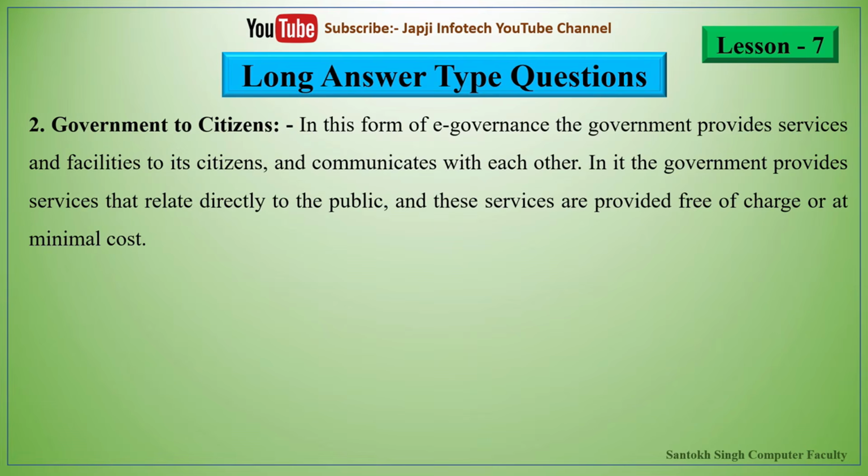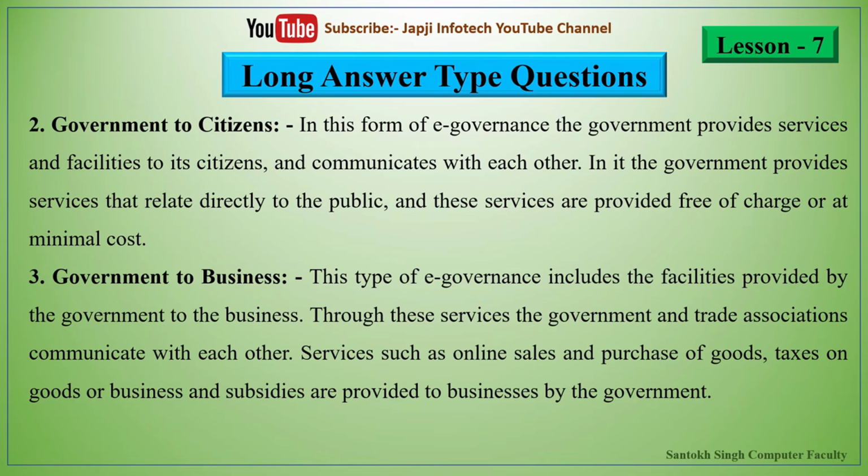Second one is government to citizen. In this form of e-governance, the government provides services and facilities to its citizens and communicates with them. In it, the government provides services that relate directly to the public, and these services are provided free of charge or at minimal cost.